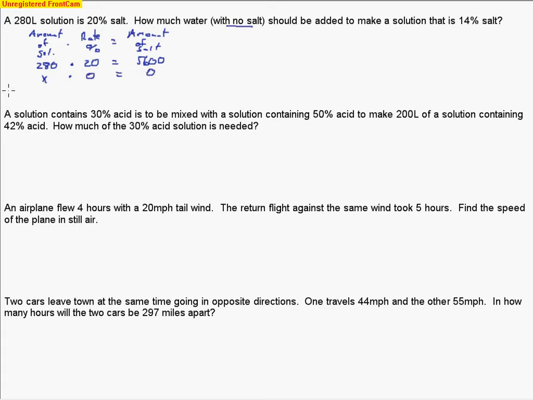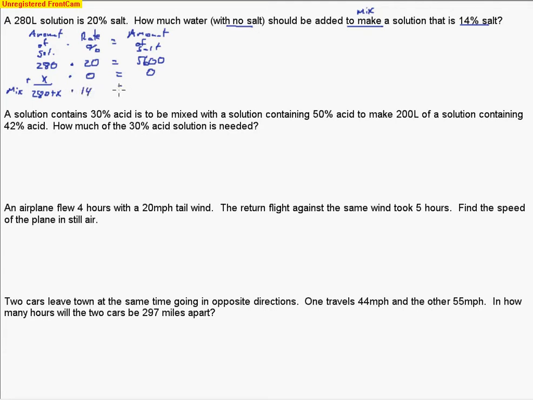Now the mix is always in the bottom, and we're going to add these two together to come up with our mix. So it's 280 plus x. Then the mix was to be 14%. How do I know this is the mix? Because it says to make. To make is always a key phrase that tells me I'm dealing with the mix, and the mix needs to be 14%.